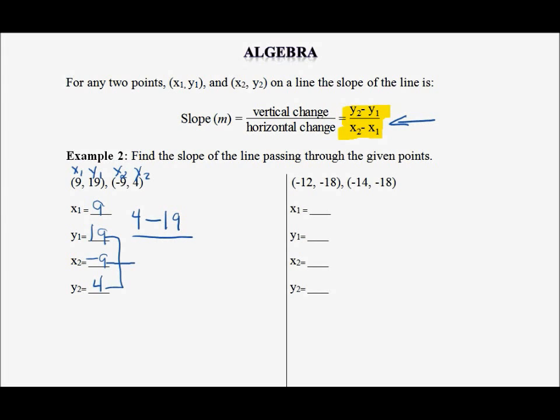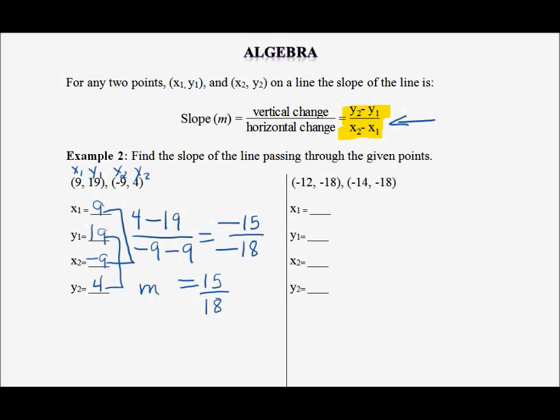For my denominator, I'll subtract my x's. So this becomes negative 9 minus 9. Okay? Now when I simplify, for my numerator, 4 minus 19 gives me a negative 15. And for my denominator, negative 9 minus 9 gives me a negative 18. We all know that a negative divided by a negative is a positive. So when I simplify this, it becomes 15 over 18. And that's my slope.